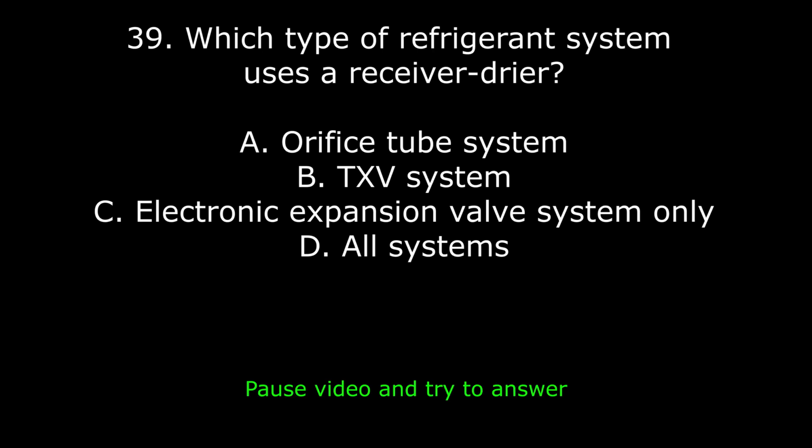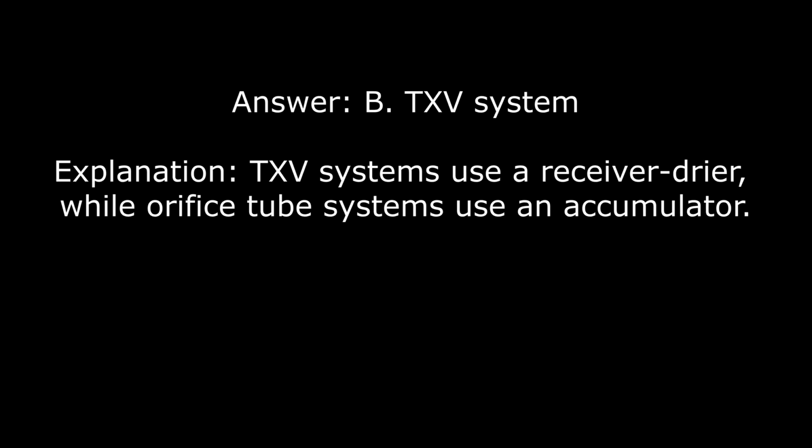39. Which type of refrigerant system uses a receiver dryer? A. Orifice tube system only. B. TXV system only. C. Electronic expansion valve system only. D. All systems. Answer: B, TXV system. Explanation: TXV systems use a receiver dryer, while orifice tube systems use an accumulator.